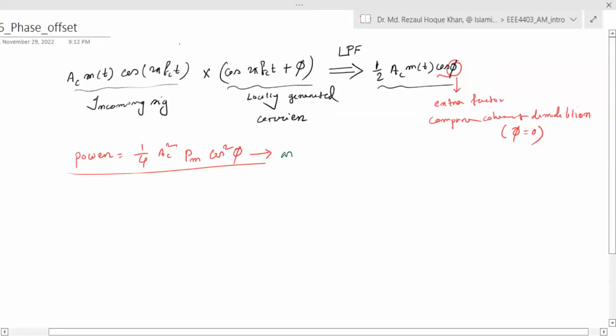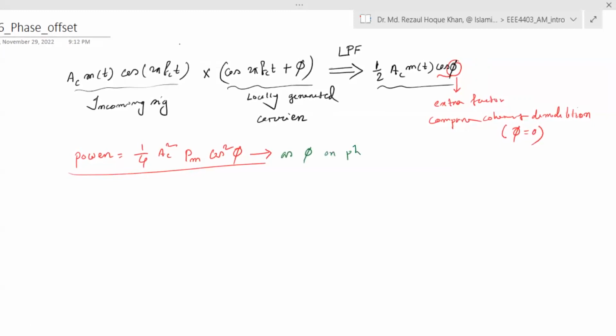So we can say that as phi, or phase offset, increases from 0 to pi by 2, at 0 this becomes cos 0 degree, right? Cos 0 degree becomes 1, it gives you the maximum power. At pi by 2, cos pi by 2 is actually 0, which makes the whole power term 0.